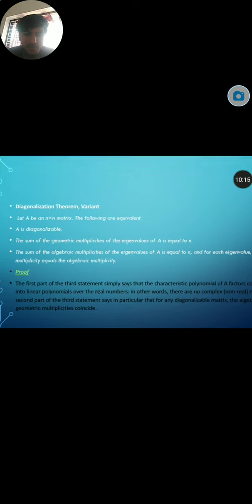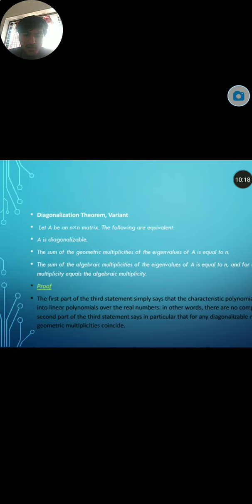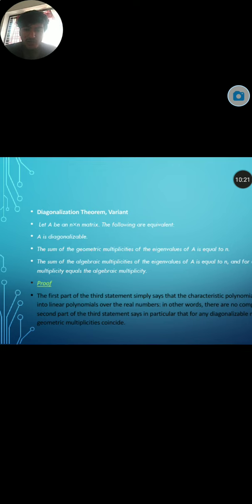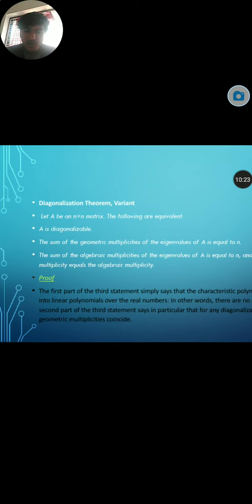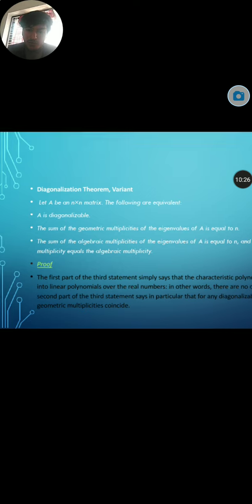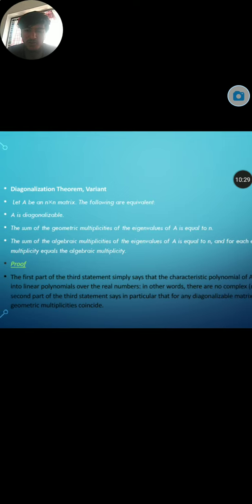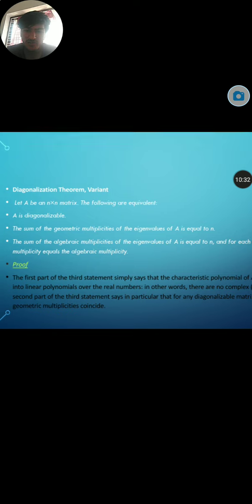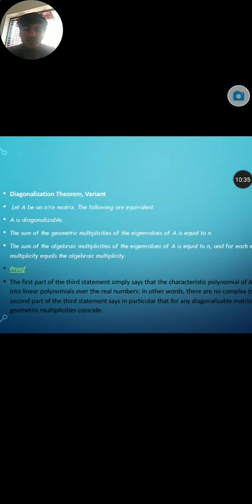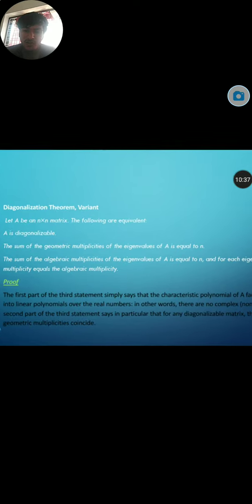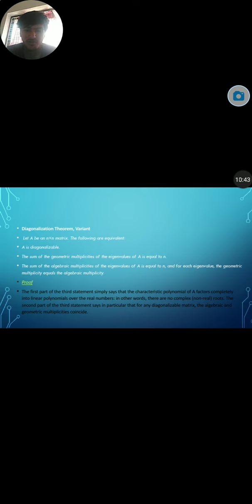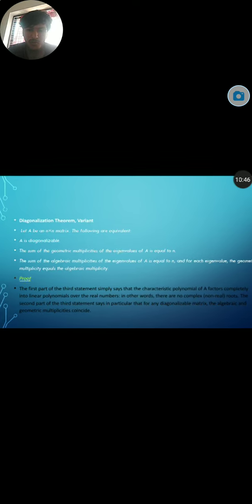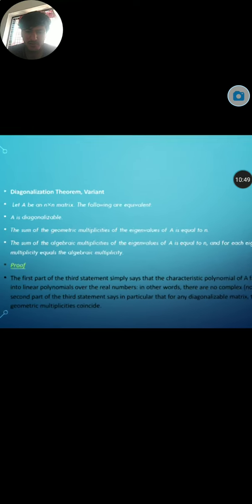Diagonalization theorem variant. So what is the other variant of this diagonalization theorem? Let A be an n by n matrix. The following are equivalent: A is diagonalizable; the sum of the geometric multiplicities of the eigenvalues of A is equal to n; the sum of the algebraic multiplicities of the eigenvalues of A is equal to n; for each eigenvalue, the geometric multiplicity is equal to the algebraic multiplicity.